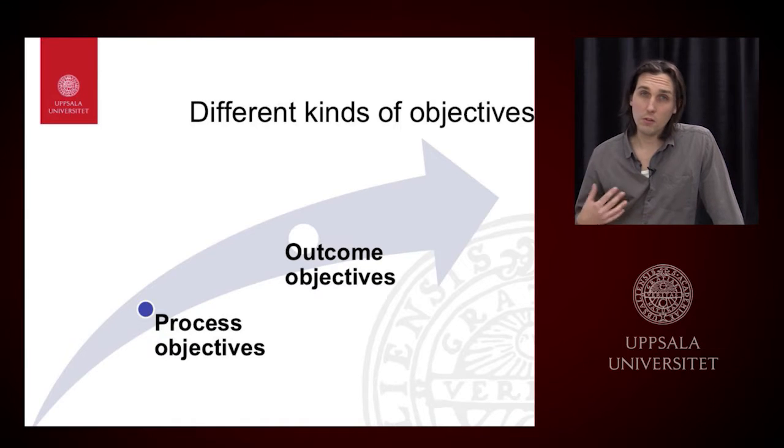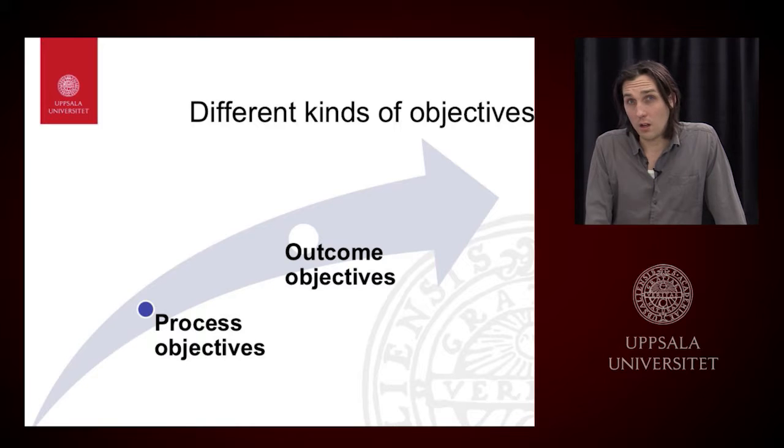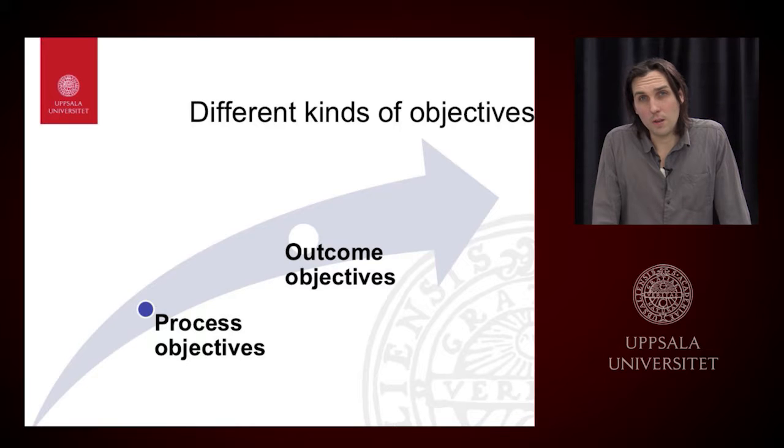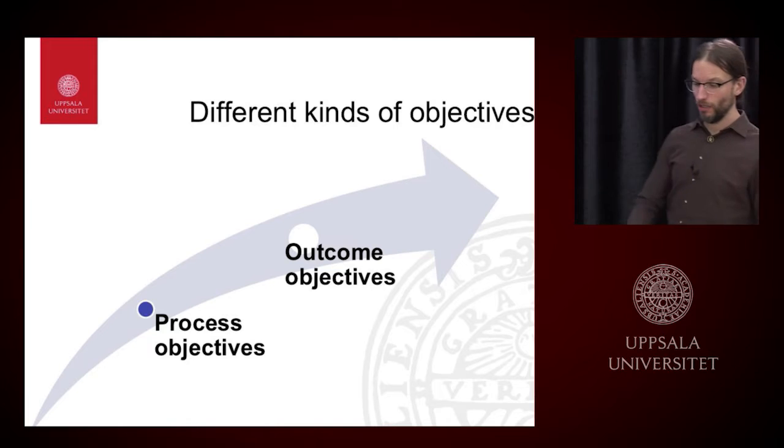And process objectives define qualities that you would like to see in the collaborative process itself. For instance, you might want to see that everybody can participate on equal terms and get an opportunity to speak their mind and so on. And we believe that these kinds of process objectives are as important, or even more important in some cases, than the outcome objectives if you want to have successful collaboration.